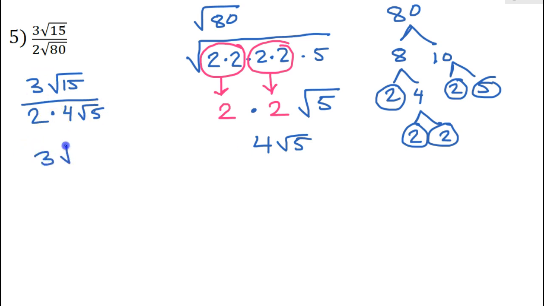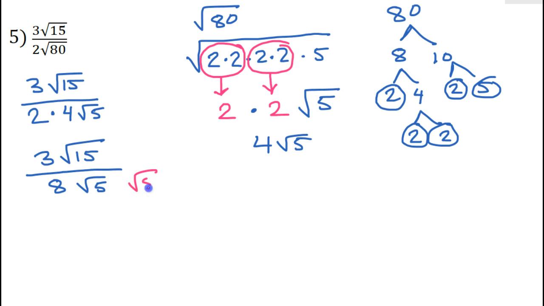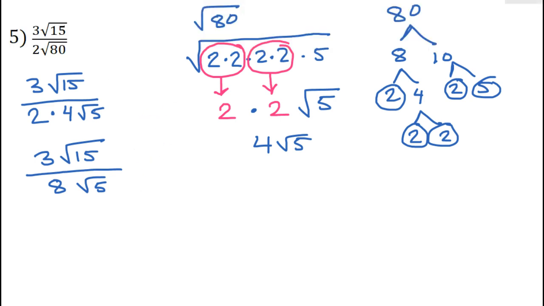So now I've got 3 radical 15 over 8, right? 2 times 4, 8 radical 5. Now, normally I would have to multiply by radical 5 in the numerator and the denominator in order to get rid of this radical. But there's something much simpler that I can do instead because of the coincidence that 15 is divisible by 5. So since both of these are radicals, you can do that division.